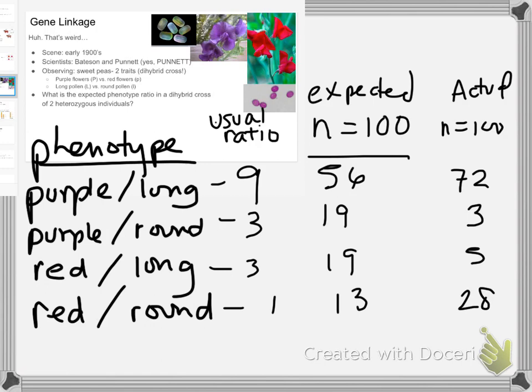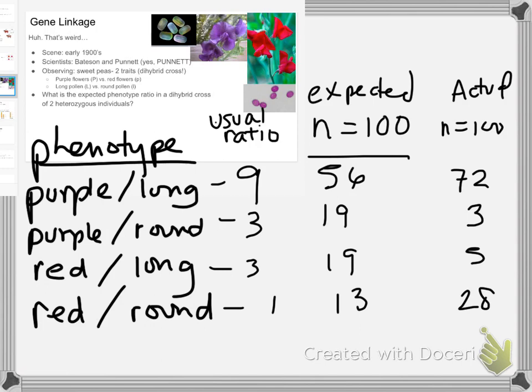And whenever we get something that is different than what we expect, that's when we kind of sit up and go, okay, hold on, I don't understand what's going on here. And that's what they said. So they reran the experiment. They recrossed these heterozygous individuals. Guess what? It happened again.